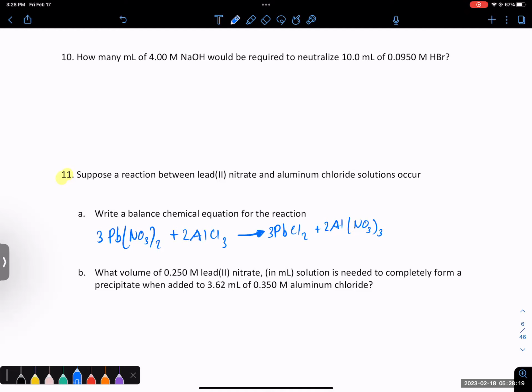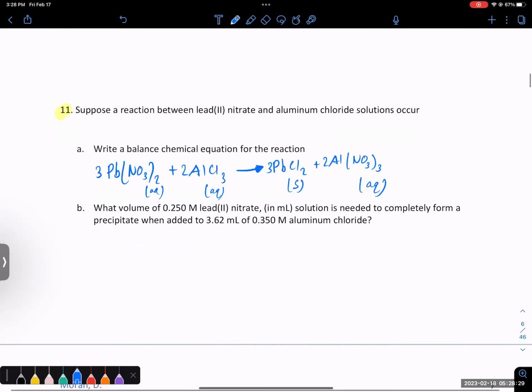All right, what are our physical states? Lead nitrate is aqueous, aluminum chloride is also aqueous. Lead chloride is solid and aluminum nitrate is aqueous. Yep, right on the money.